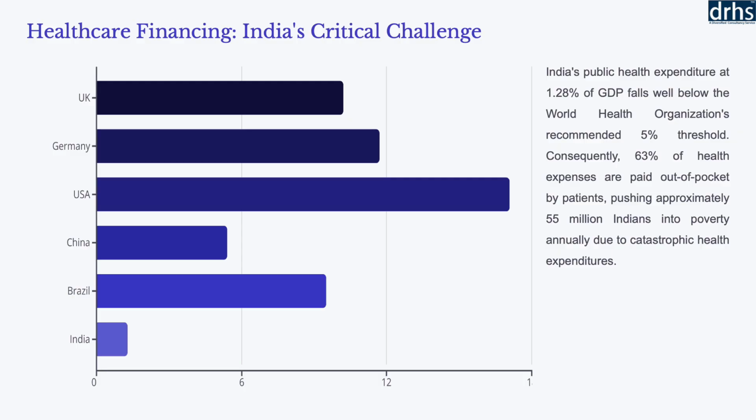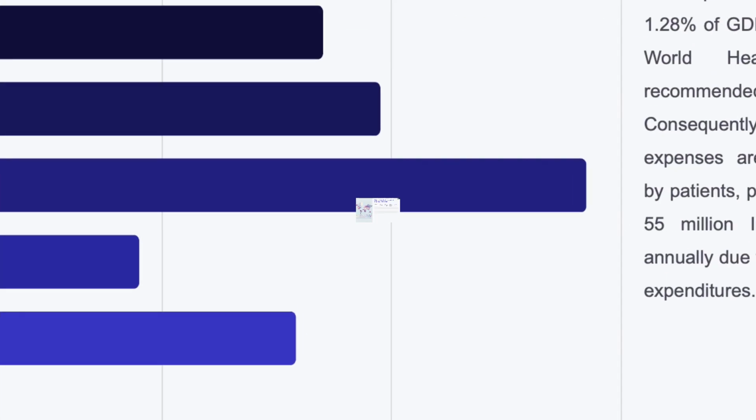This high OOPE creates a significant barrier to accessing healthcare, disproportionately affects the poor, and undermines the goal of universal health coverage, UHC. Addressing this financing gap through increased public spending is essential to strengthen health infrastructure, expand insurance coverage like Ayushman Bharat, and ultimately protect citizens from financial hardship, making healthcare a right, not a privilege.